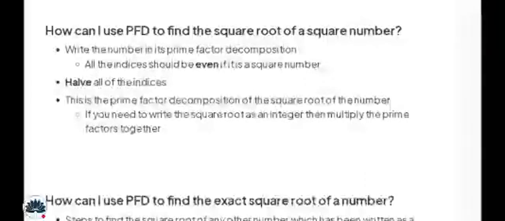Okay, how can I use prime factor decomposition to find the square root of a square number? Write the number in its prime factor decomposition. All the indices should be even if it is a square number. Halve all the indices; this is the prime factor decomposition of the square root of the number. If you need to write the square root as an integer, then multiply the prime factors together.